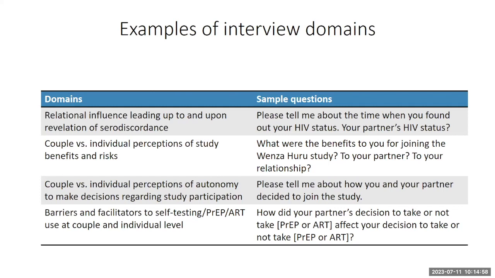What were the individual and couple level perceptions of benefits and risks to this study? We looked at perceptions of autonomy for study participation. Did they feel that they could make an autonomous decision? And barriers and facilitators to self-testing and PrEP use at the couple and individual level.